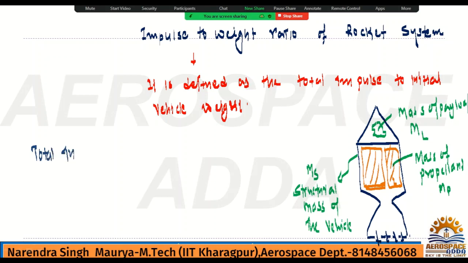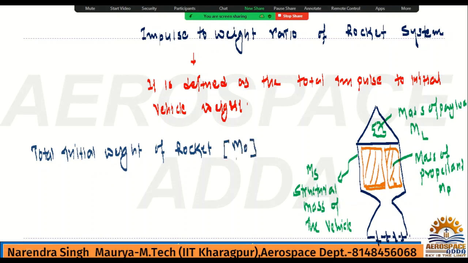Total initial weight of the rocket will be denoted by m naught. Okay, so what is the m naught?